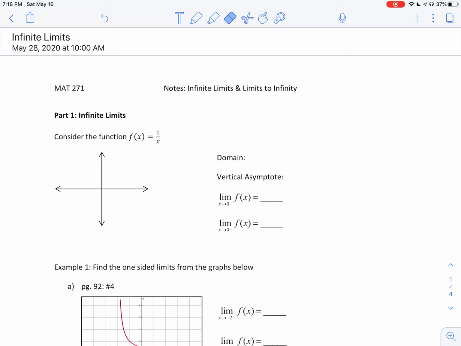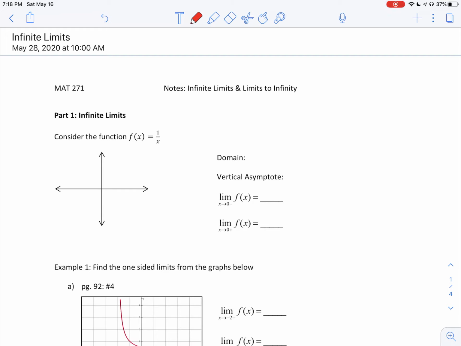The next topic we're going to be looking at is infinite limits. So we touched on this a little bit in a previous section, but we're going to come back to it now and look at it in a lot more detail than we did before. So to start off with, I want to consider this function, f of x is equal to 1 over x.